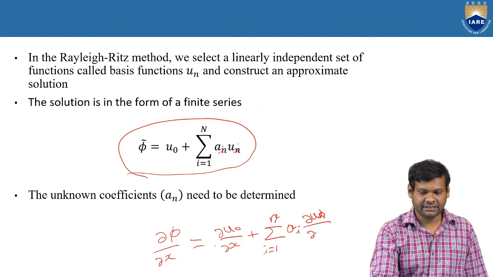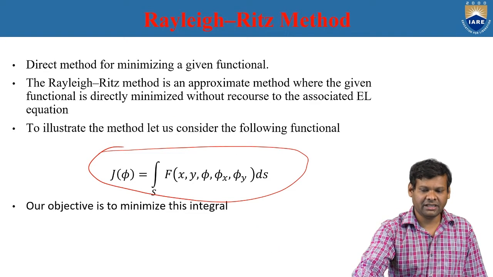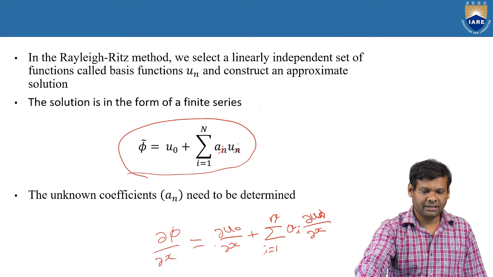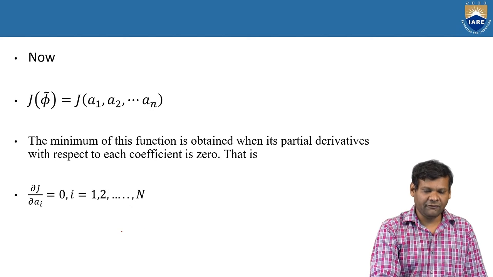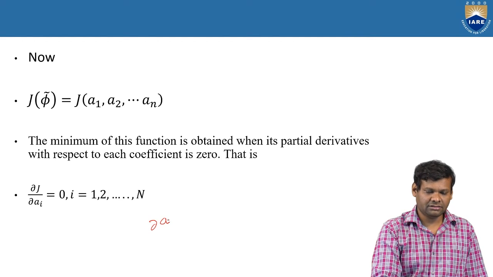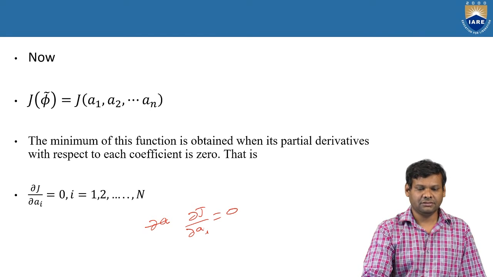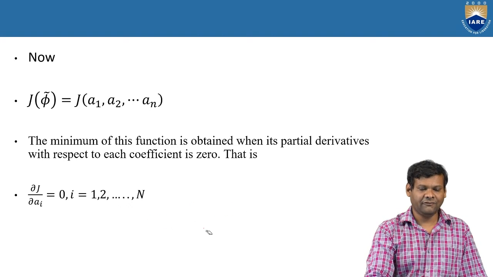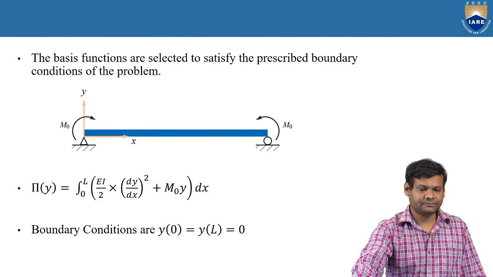When I substitute this in the following equation, what we get is that this J is only a function of a1 to an. And if we apply the concept that ∂J/∂a_i equals 0, already we know that the system attains a minimum value, and that is a stationary value. If we apply ∂J/∂a_i, what we get is a system of linear equations.